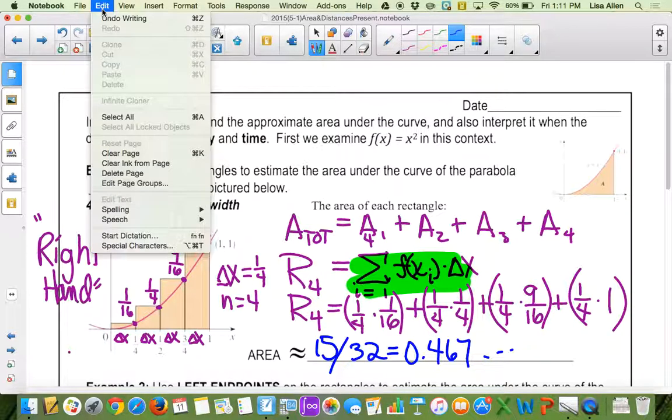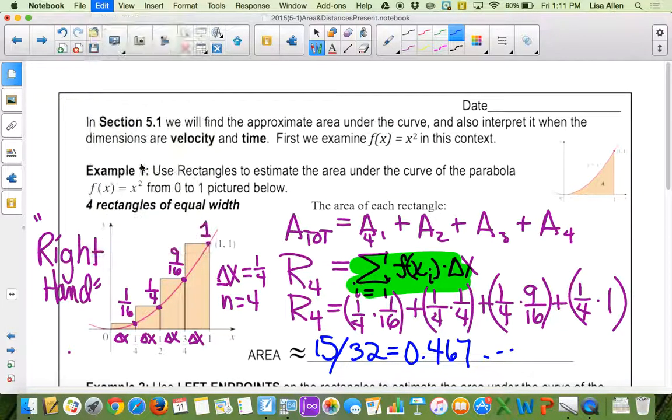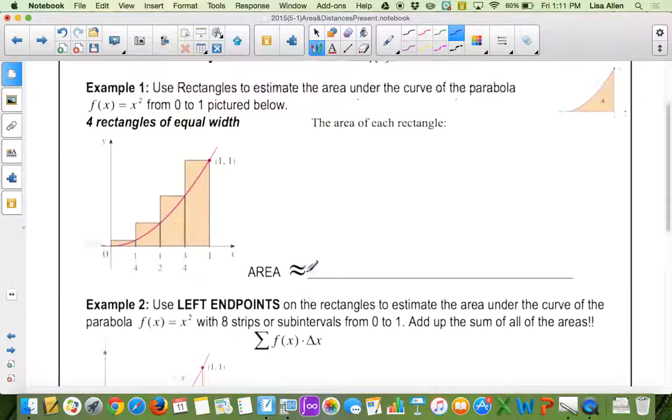Got to clear this off. Edit, clear ink from the page. That's where we ended yesterday.